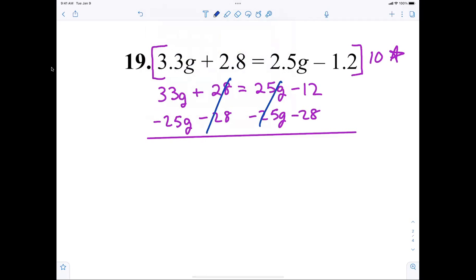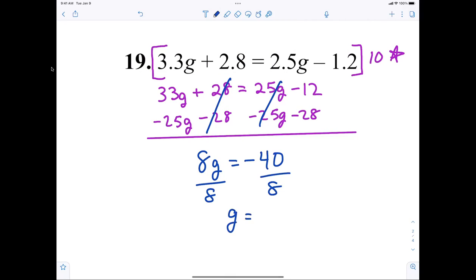You get 8G equals 40, or negative 40. You are amazing. Now what? And then you divide by 8. And so then you can simplify it to 5. Yeah, don't forget the negative.